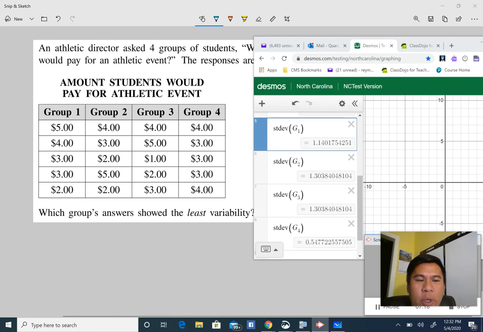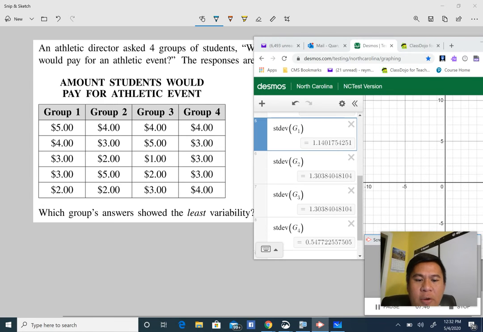Now going back to the question, which group's answers shows the least variability? Again, we have the standard deviation for group 1 to be 1.14, for group 2 to be 1.3, for group 3 to be 1.3 as well, and for group 4 to be 0.5, which means that the group that has the least variability will be group number 4.